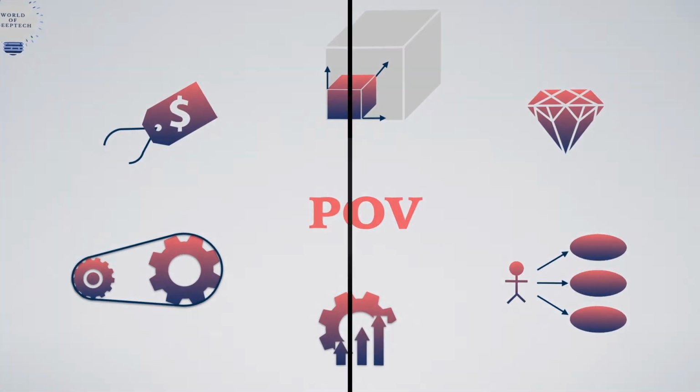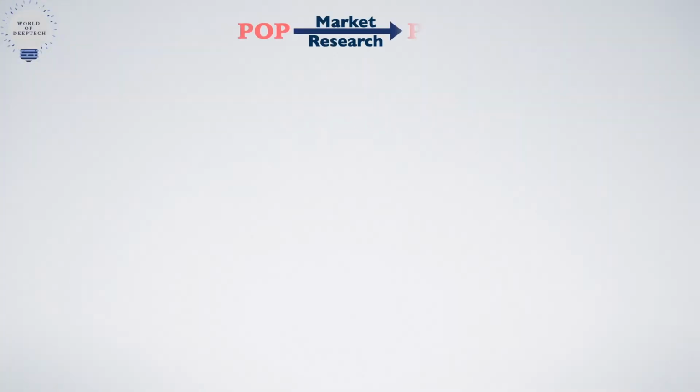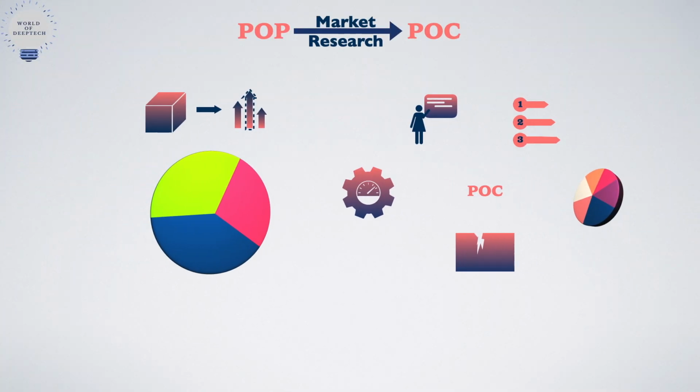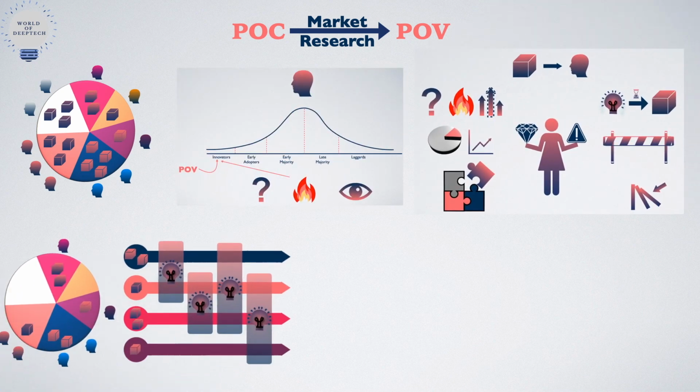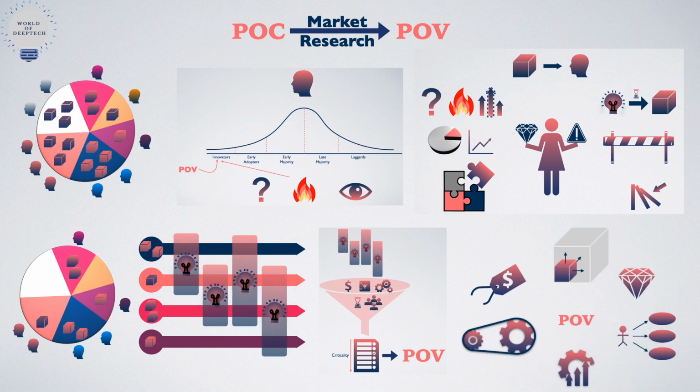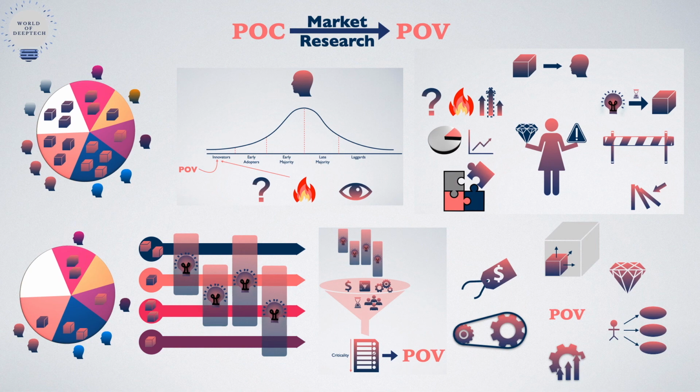To summarize, we looked at the market research we need to do when moving from proof of principle to proof of concept and from proof of concept to proof of value prototypes. By identifying the critical technical requirements, this process can create value for the team and the technology we are trying to commercialize.